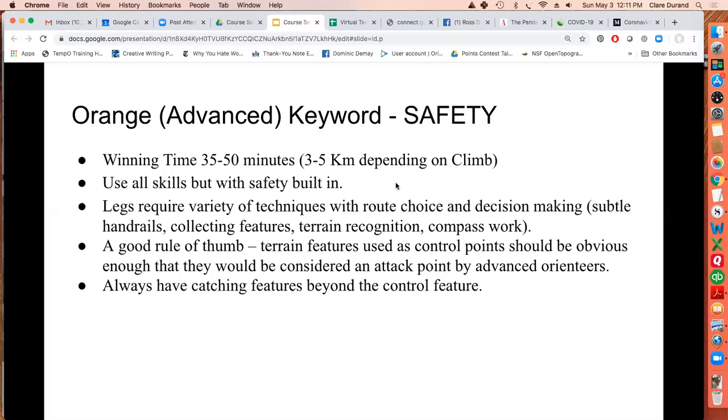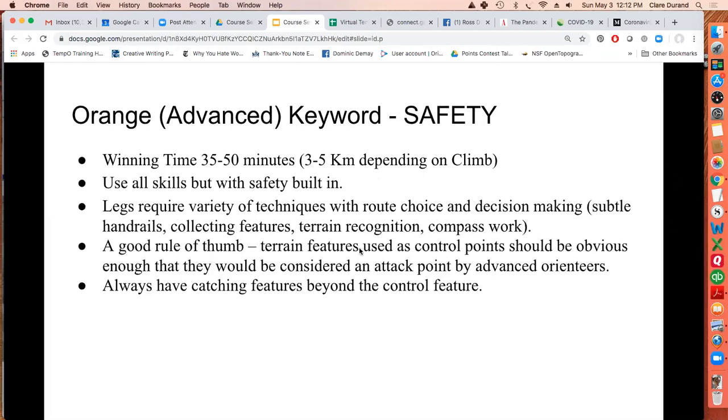So with orange, you want to make sure that people are having to use all of their skills. At the orange level, people should be working on everything: following handrails, using attack points, aiming off, having catching features, all of that stuff. You want to include all of those things in your course, and the more variety you can put in, the better. But it's most important that safety is built into every leg.